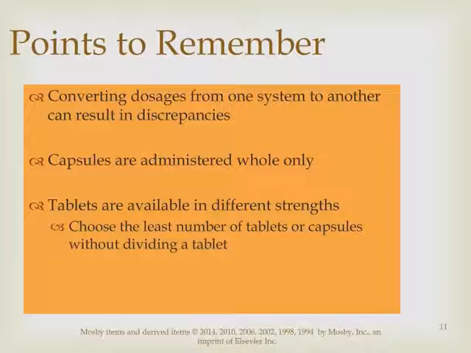Capsules are only to be administered whole. You don't crush those or break those. Tablets are available in different strengths, so you need to choose the least number of tablets or capsules, without dividing them, that you can give to a patient. So when you're calculating your dosages, you need to think about what different dosages this medication comes in so that I can deliver the appropriate dose with the fewest number of tablets or capsules.